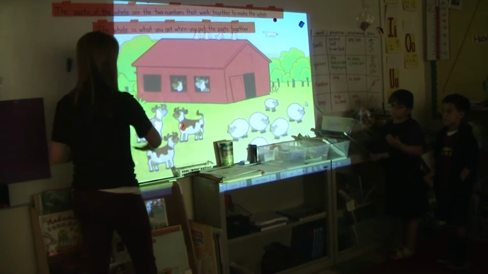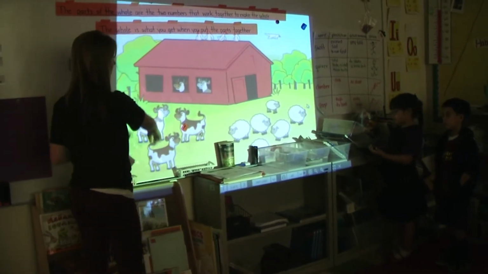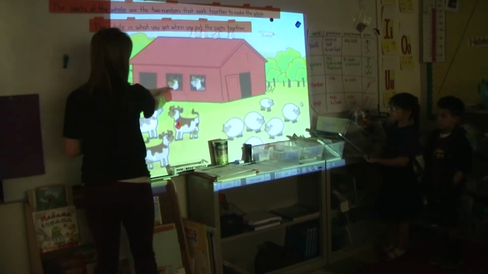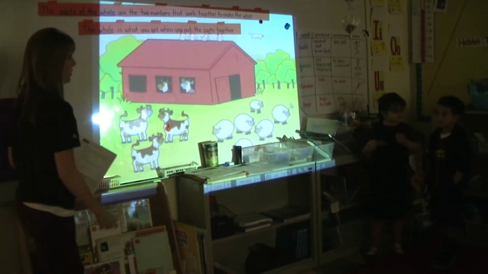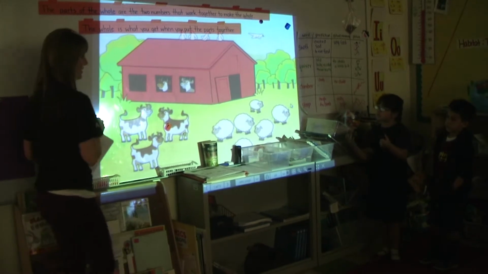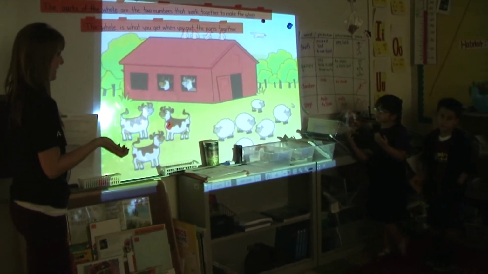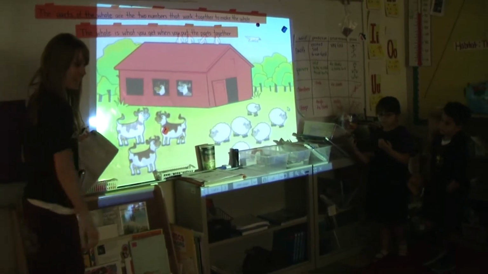So we know that some cows are on the outside of the barn. So let's start with those. How many cows do we have on the outside of the barn? 3. And then how many cows do we have on the inside of the barn? 2. So we have 3 and 2. What addition sentence would you make with that? Equals? All right, very nice. Thank you for sharing.